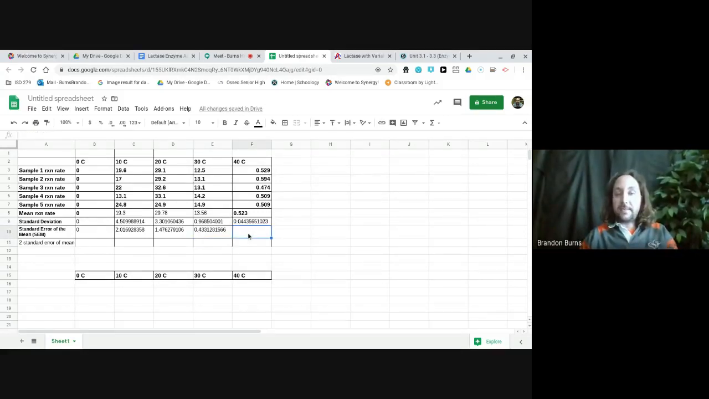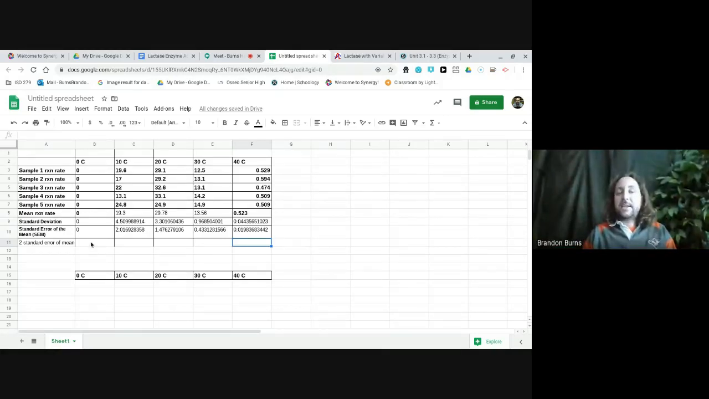I'm going to do the same thing here. So equals, parenthesis. Now I need to make sure I click the standard deviation from the 40 degrees Celsius data. Okay. Divided by SQRT of 5, square root of 5, because there were 5 samples there, and I hit enter, and there's my standard error of the mean. Now there are some shortcuts that speed this up a little bit. It doesn't speed it up that much. If you know what they are, use them. If not, don't worry about it.